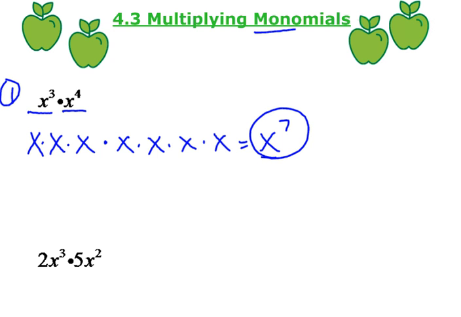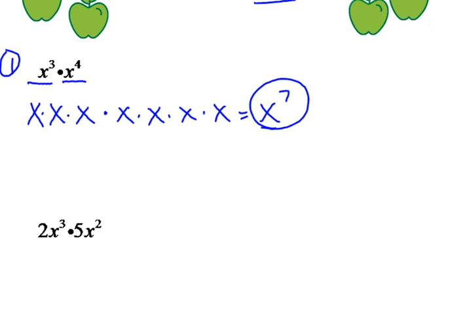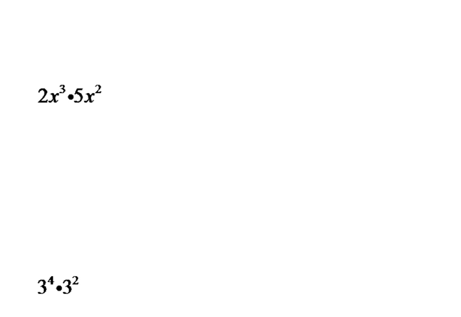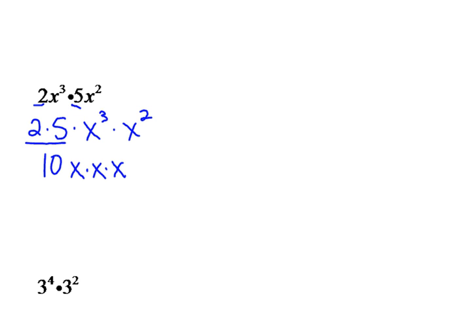The next problem we're going to look at is 2x cubed times 5x squared. I'm going to reorder this a little bit. Since it's all multiplication, we can do it in any order, and I'm going to put my coefficients together. So 2 times 5, and then times x cubed times x squared. Well, 2 times 5 is 10. X to the third is x times x times x. X squared is x times x. So we have 10x to the 5th.